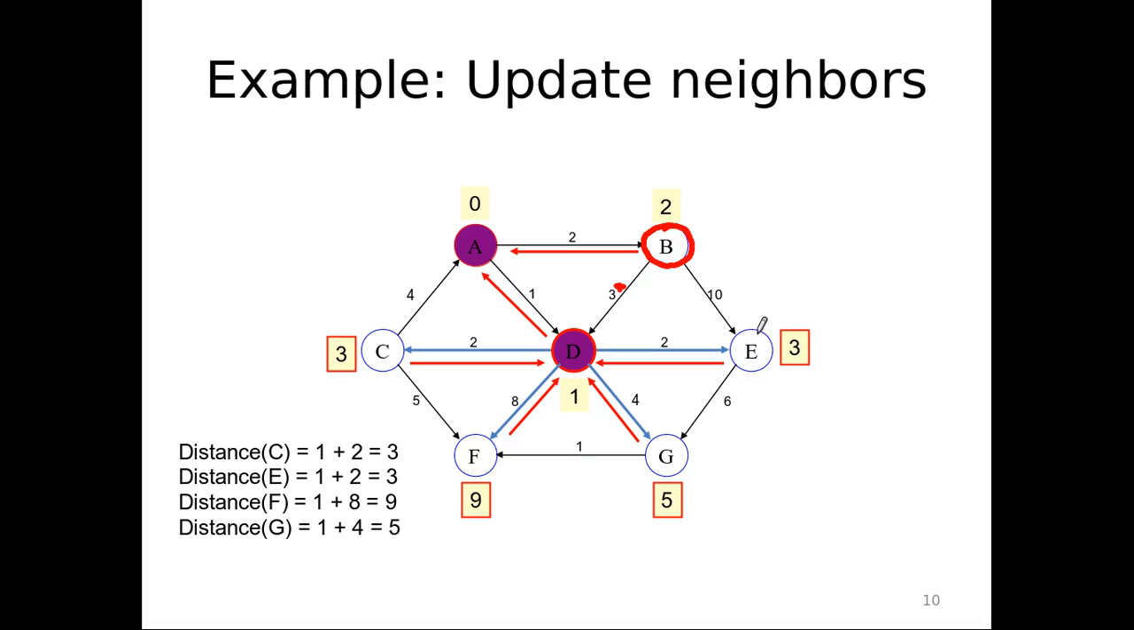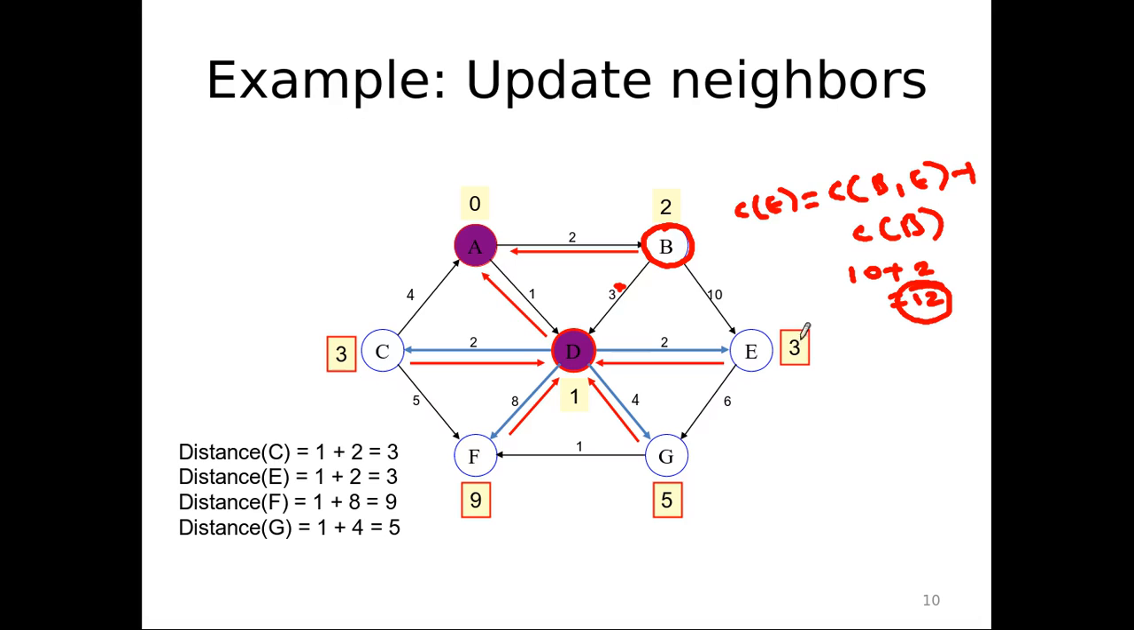So from B to E, let us calculate the cost of reaching E via B. Cost of reaching E is nothing but cost of B to E plus cost of reaching B. So B to E cost is 10 plus cost of reaching B is 2, which is 12. What is the value which we have here? 3. So 12 is not less than 3. I don't update the values here. If and only if the new cost is less, then only update.